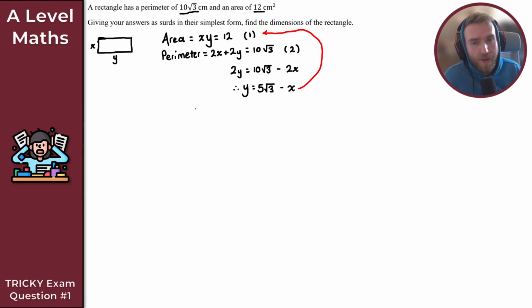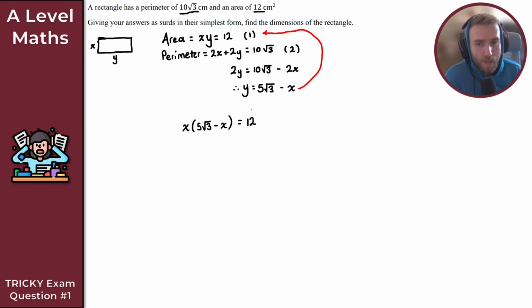Going back to my original pen color then. So what would we get here? Well, this is xy is equal to 12. So what I get then is x times y, which is 5 root 3 minus x, right? So I've got x times 5 root 3 minus x there, like so. And this then is equal to 12.